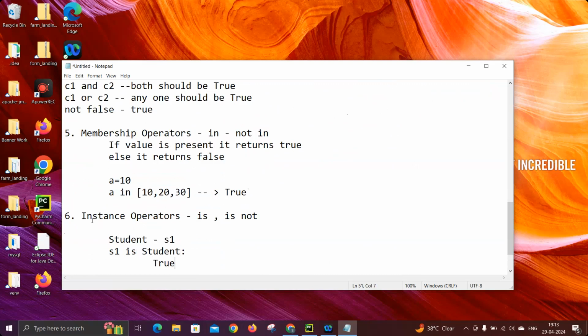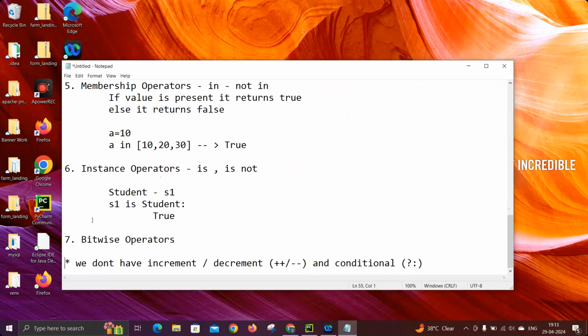So that is the is operator advantage. Is is again a keyword, but it acts as an instance checking, reference checking, or object checking operator. It validates whether an object belongs to the respective class or not. That is the basic advantage of the is operator.